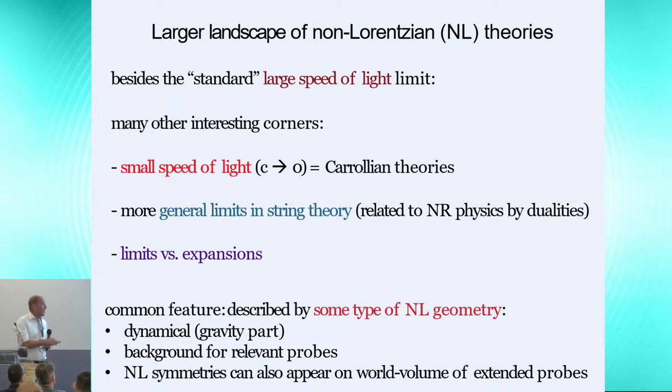And then in addition, that's more of a string theory thing, if you have extended probes, so not particles, but strings and branes, then the physics gets even richer. And not only can the target space be non-Lorentzian, but the worldvolume, which is now more than one-dimensional, can also show non-Lorentzian symmetries.